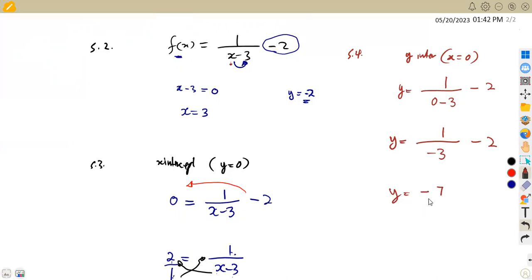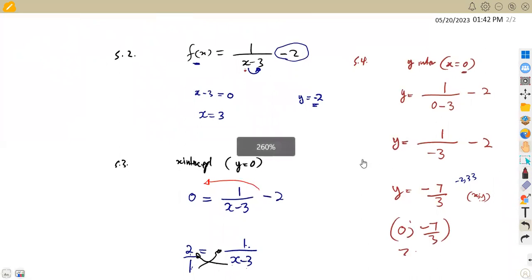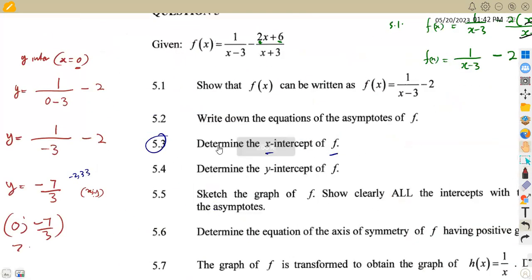So you're going to obtain negative 7 over 3, which as a decimal is something like negative 2,333 and so on. Okay, so this is the value of y that you're going to have. Remember, a point, like I said, is x, y, and x at this point is 0, and y is minus 7 over 3. So this is going to be our y-intercept in this case. All right, so we have the y-intercept.